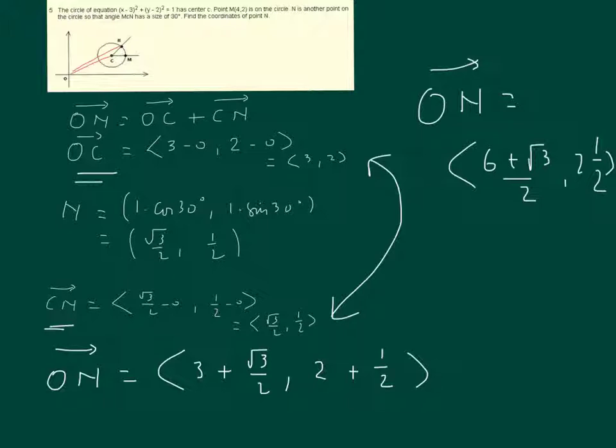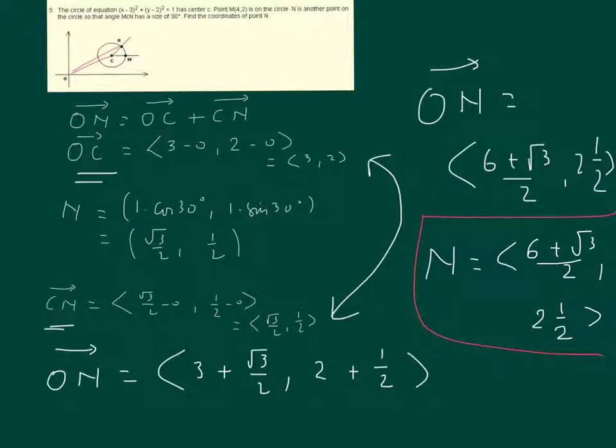Now that we know the components of ON, the coordinates of N are given by 3 plus square root 3 over 2 for the x component and 2 and 1/2 for the y component. And these are the coordinates of point N.